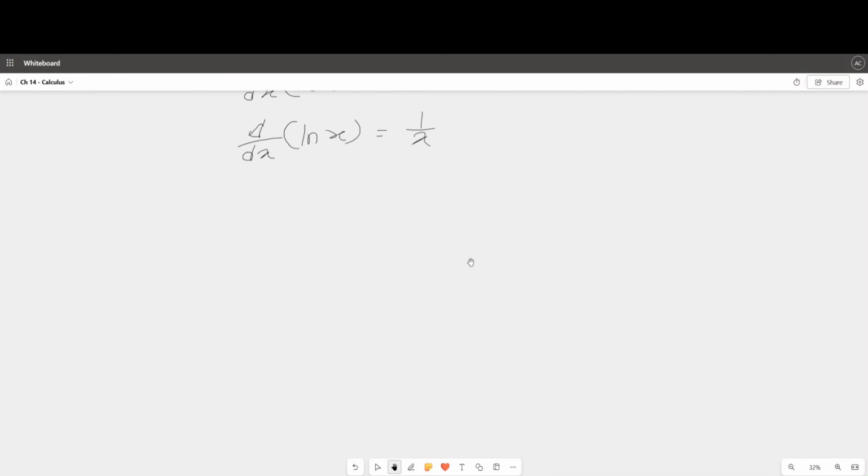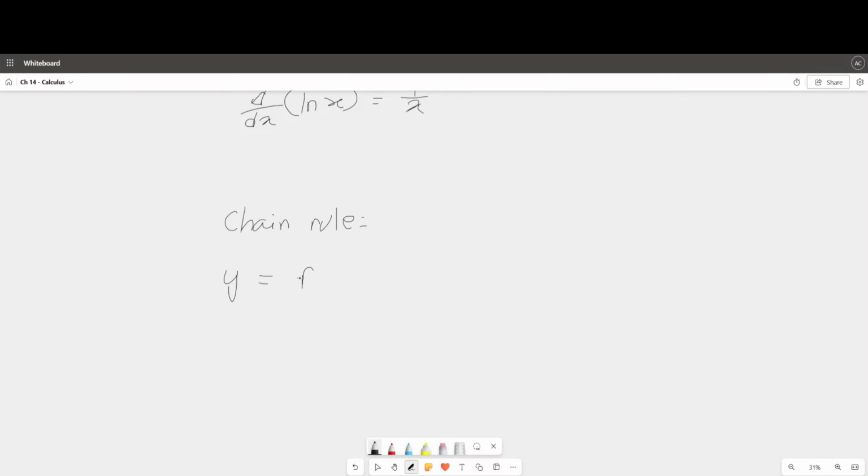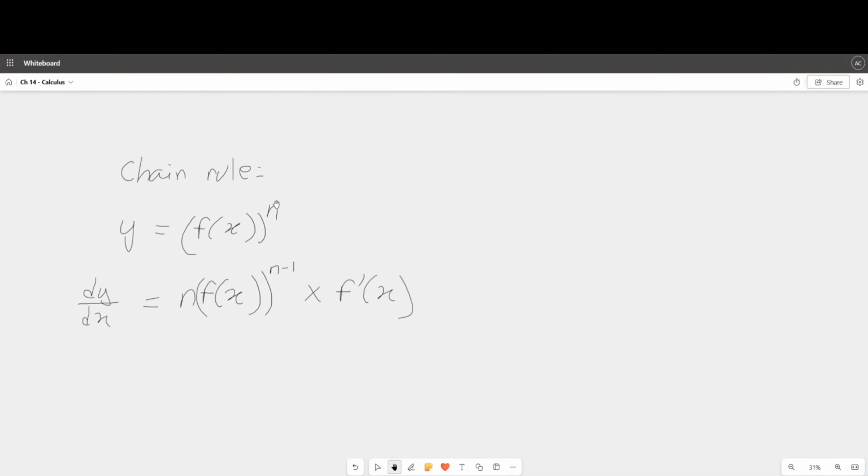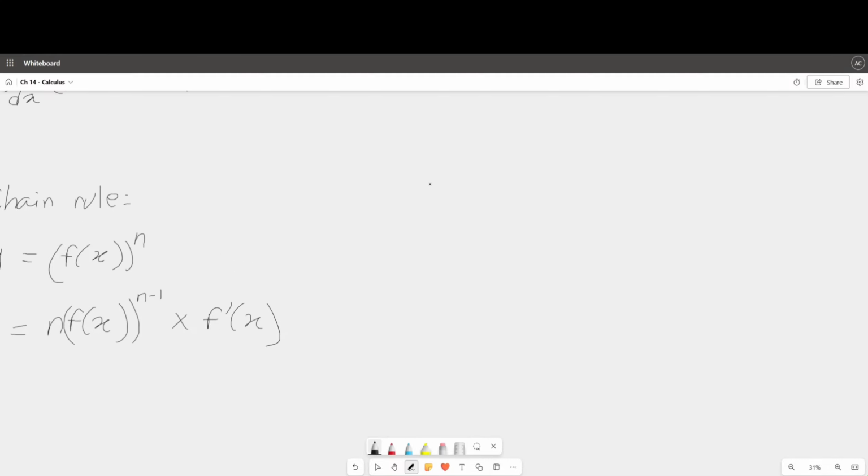Okay. Now I'll also introduce something called the chain rule. We use the chain rule when we have some y is equal to f of x to the power n. So the chain rule applies quite simply. We take the n, so it's similar to the power rule, but a bit more complicated. We take n times f of x to the power n minus 1, but then we have to multiply the entire thing with the derivative of f of x. So that gives us the derivative of f of x to the power n. Okay, so that's the chain rule.